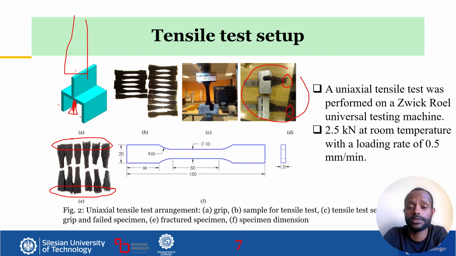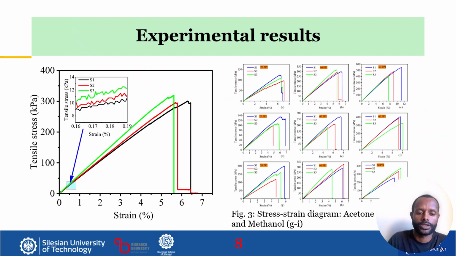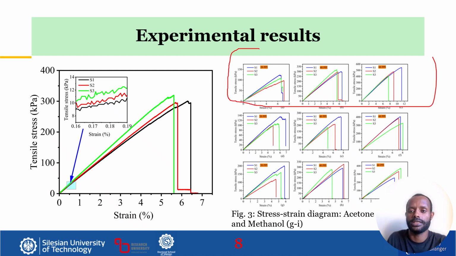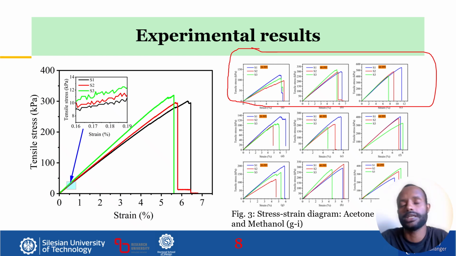Generally, this tensile test is performed on a universal testing machine with a capacity of 2.5 kilonewton, at room temperature, with a loading rate of 0.5 millimeter per minute. Here, when we come to the tensile test stress strain diagram, if you see this figure, we performed 3 tests first, in order to use them as an average.